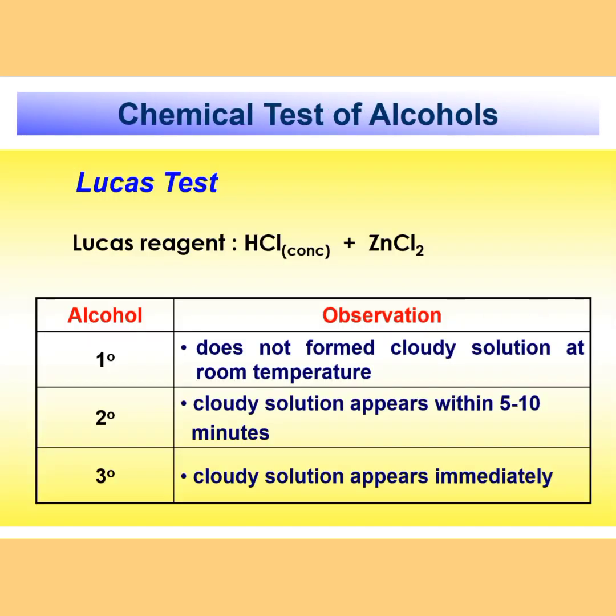Chemical test for alcohol: Lucas test. The Lucas reagent is concentrated hydrochloric acid in zinc chloride. Primary alcohol does not form cloudy solution at room temperature. For secondary alcohol, cloudy solution appears within 5 to 10 minutes. And for the tertiary alcohol, cloudy solution appears immediately.